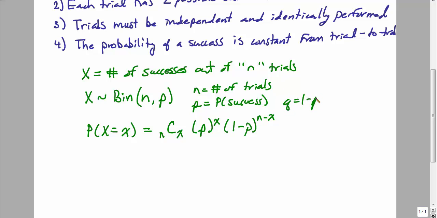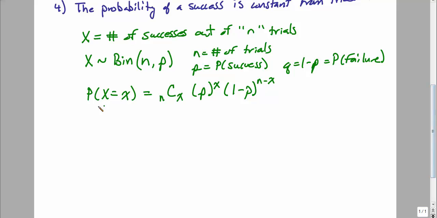That's 1 minus p, that's the probability of a failure. So a lot of times you'll see this written as q. Now this is a really nice little distribution. It's easy to find these values, and we'll look at some examples where we can find these by hand, but we'll also look at how we can use your calculator as a shortcut.